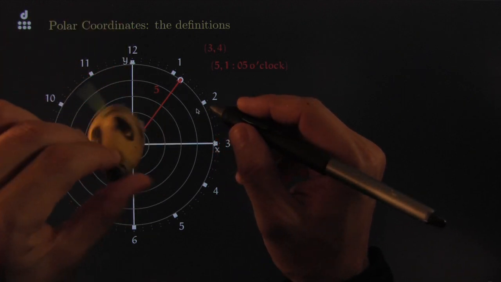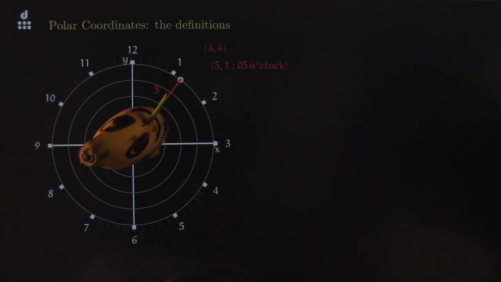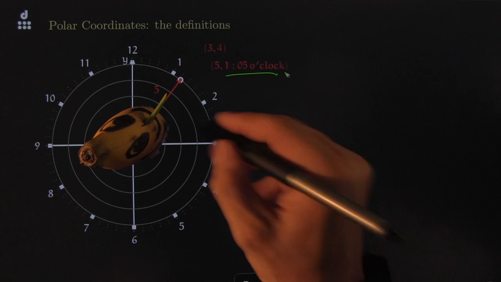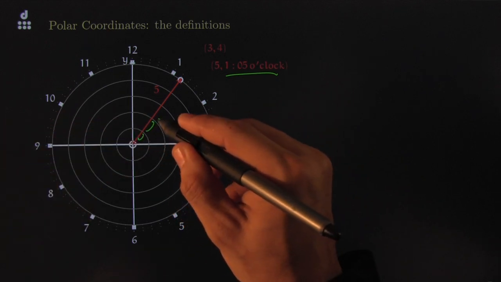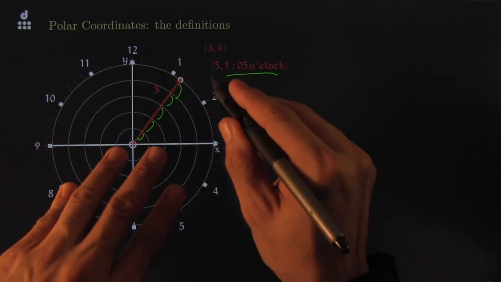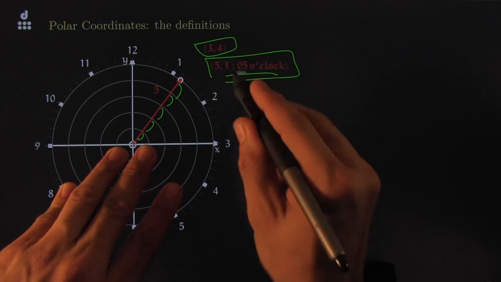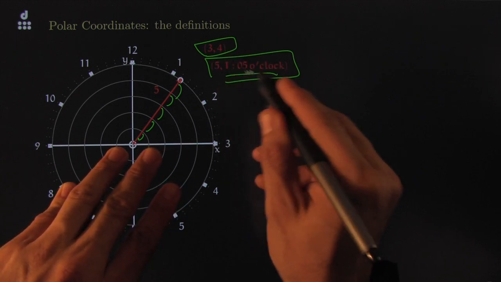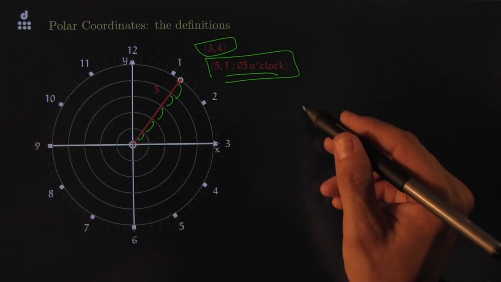It says, hey, first figure out where you're going. Oh, it's 1 o'clock. No, 1:05. You're going towards 1 o'clock, and then figure out how far you're going. You're going 1, 2, 3, 4, 5 units in the 1:05 direction. So this point, while before it would have been called 3-4, today we can call it 5 units in the 1:05 o'clock direction. That's the idea for polar coordinates.